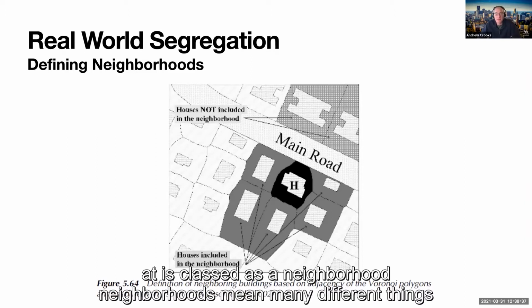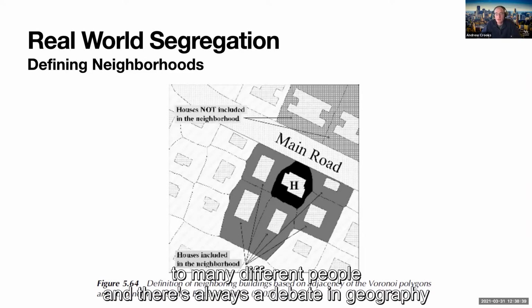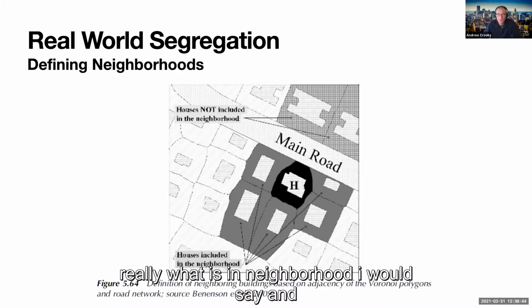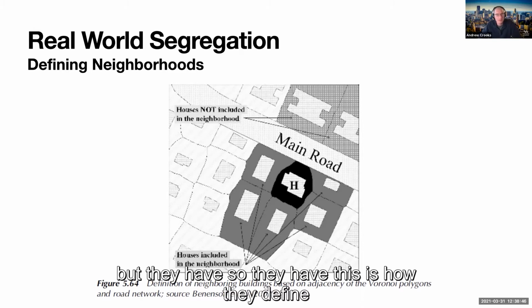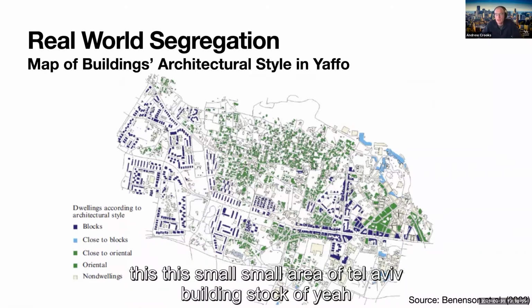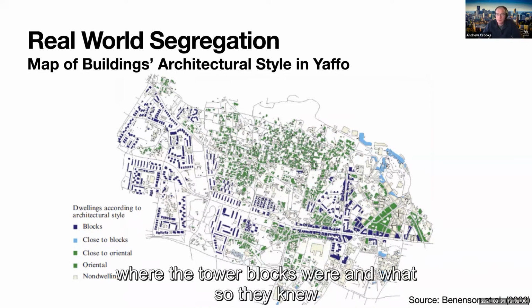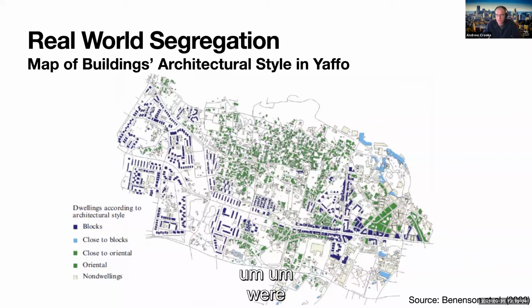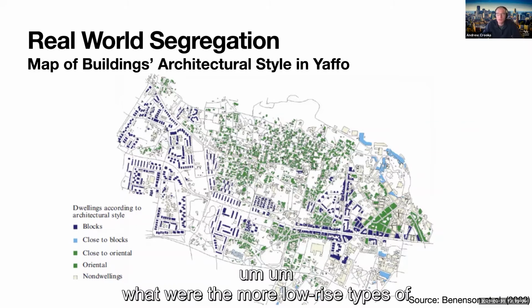Neighborhoods mean many different things to many different people, and there's always a debate in geography about what a neighborhood is. But this is how they define it to calculate distance. What is the current neighborhood situation? They had lots of information on the building stock of Jaffa, this small area of Tel Aviv, so they knew where the tower blocks were, and what the more low-rise types of buildings available were.